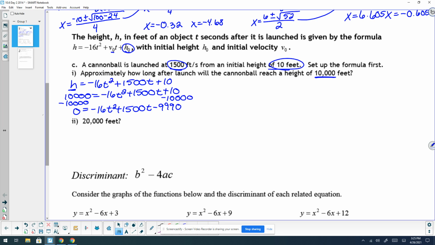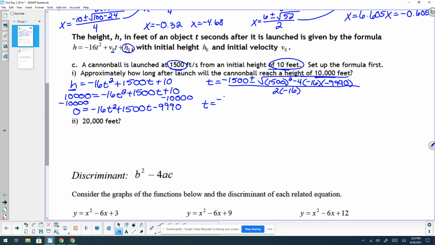So my A value at this point is negative 16, my B value is 1,500, and my C value is negative 9,990. We are looking for our time, so our variable is going to be t. It's going to be the opposite of my B value, so it would be negative 1,500 plus or minus the square root of 1,500 squared minus 4 times my A value, which is negative 16, times my C value, which is negative 9,990. All right. All of that over 2 times negative 16.